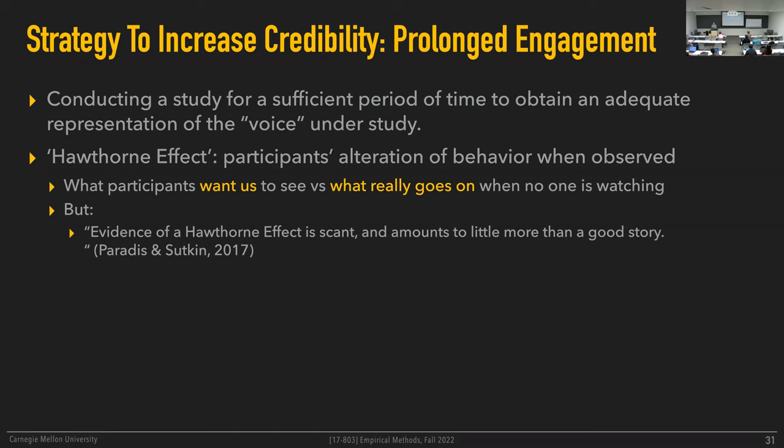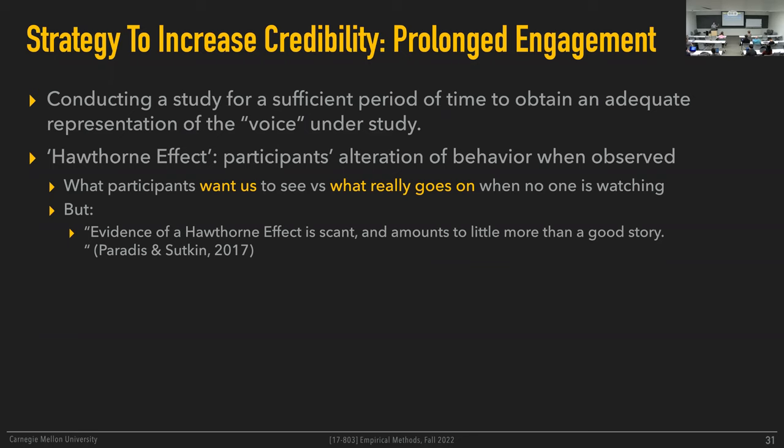Side note here, there was this discussion for a really long time about the Hawthorne effect. You've probably heard about this: the Hawthorne effect says that people alter their behavior when observed. So the idea behind prolonged engagement here is to counteract the Hawthorne effect, right? To get people to a point where you can assess what is really going on rather than their presumably sanitized version of that, that they're giving you because they know they're being observed.